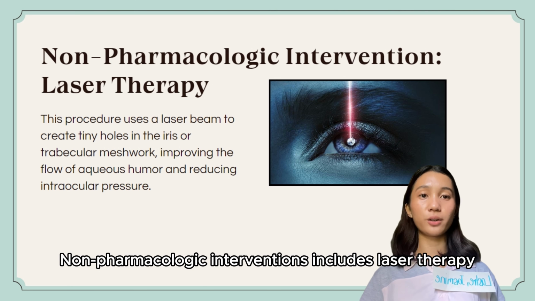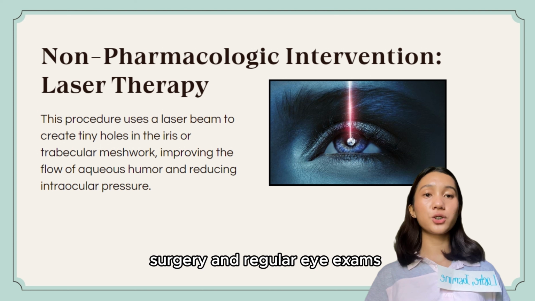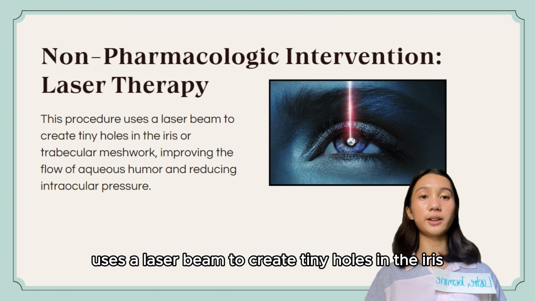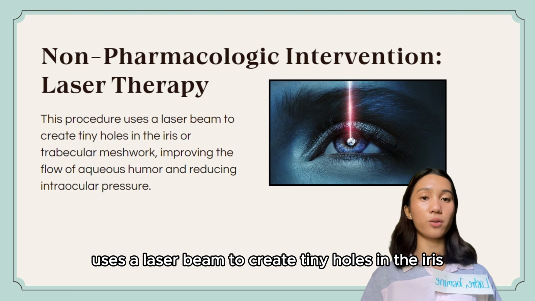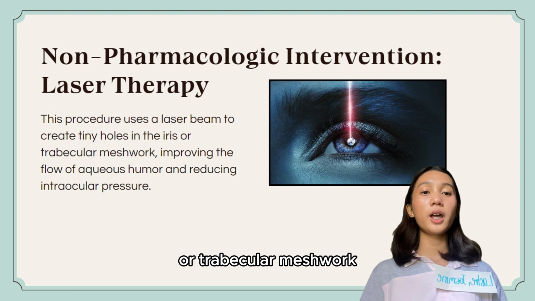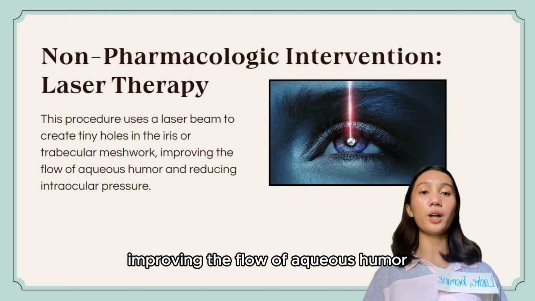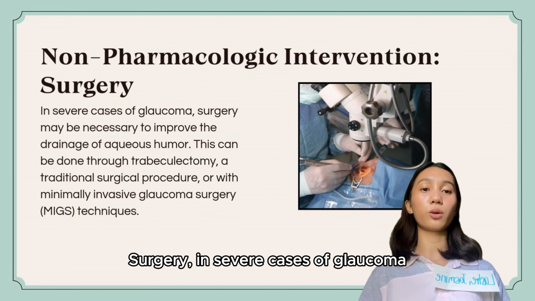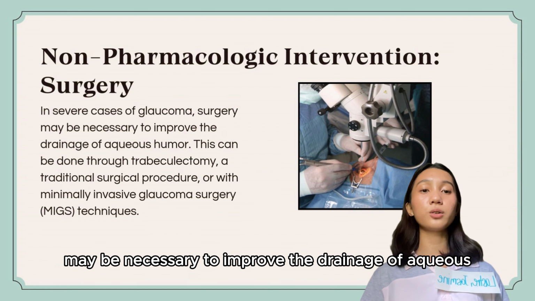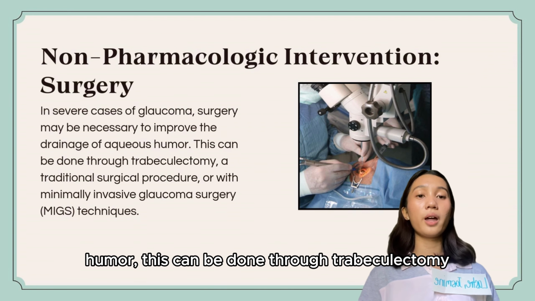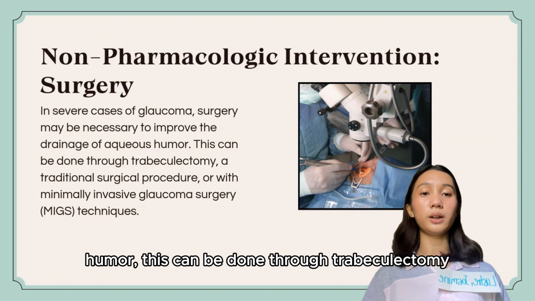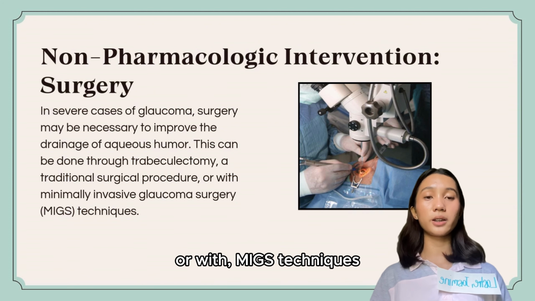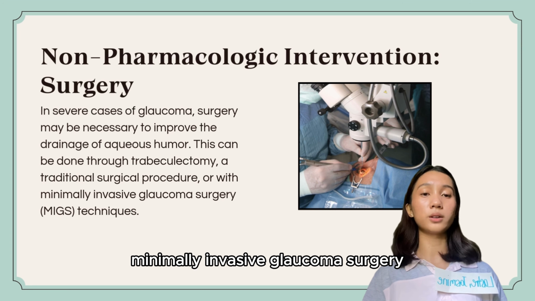Non-pharmacologic interventions include laser therapy, surgery, and regular eye exams. Laser therapy. This procedure uses a laser beam to create tiny holes in the iris or trabecular meshwork, improving the flow of aqueous humor and reducing intraocular pressure. Surgery. In severe cases of glaucoma, surgery may be necessary to improve the drainage of aqueous humor. This can be done through trabeculectomy, a traditional surgical procedure, or with MIGS techniques, minimally invasive glaucoma surgery.